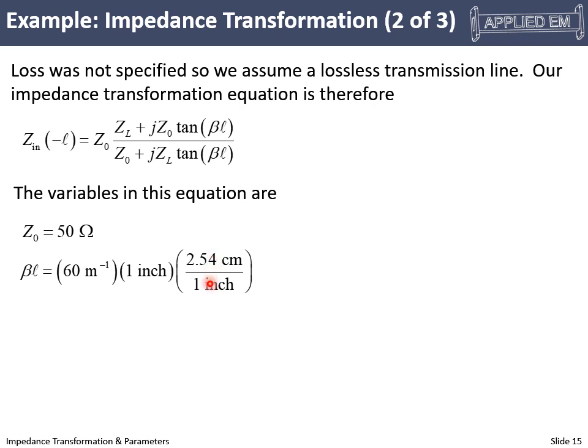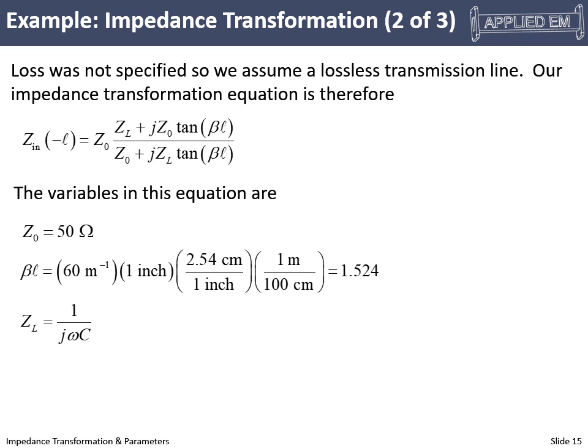These are equal lengths, so this is equal to 1. However, the units of inches will cancel, and we'll get units of centimeters. The next thing we'll do is convert centimeters to meters. So again, we multiply by 1. These are equal lengths, 1 meter over 100 centimeters. That makes the centimeter units cancel, and we're left with meters. So we multiply all that out, and we get 1.524.